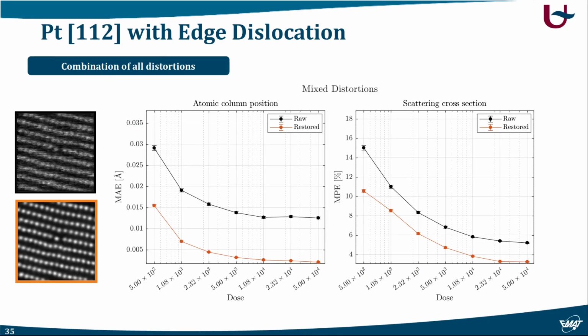Of course, in practice we don't have these distortions in that isolated fashion, but we'd have a mix-up of all these distortions at the same time. So if we look at such an example, we can see how powerful this restoration can actually be. So on the atomic column position, we can see here that for such an example, we can gain about 0.015 angstrom in the accuracy for determining the atomic column positions, and roughly 4% in scattering cross-section. And that of course translates directly into an improvement in the accuracy for example atom counts.